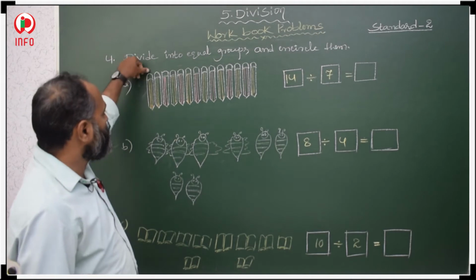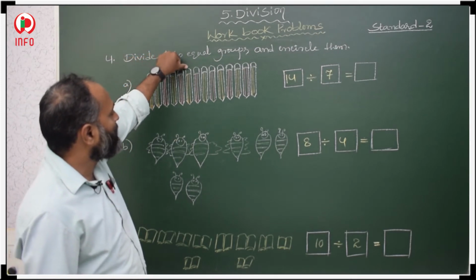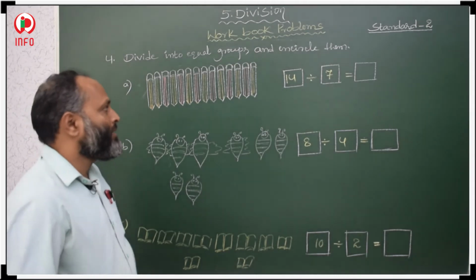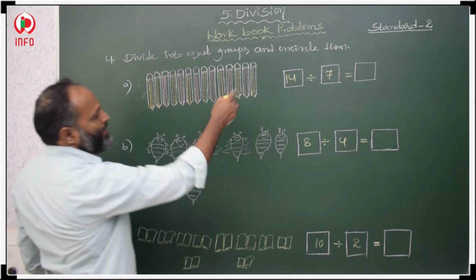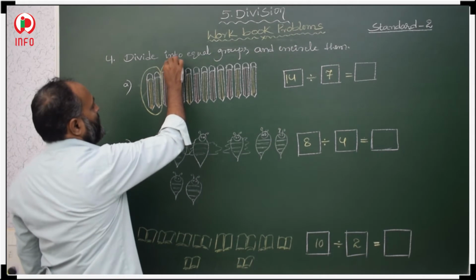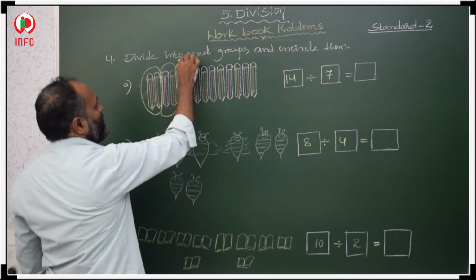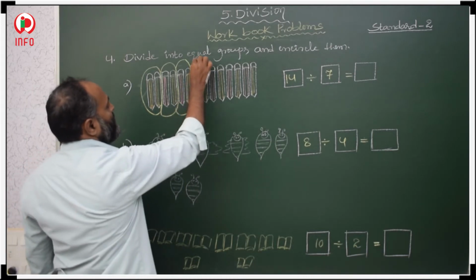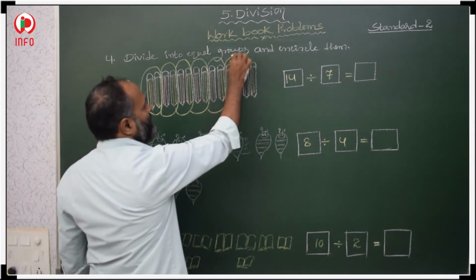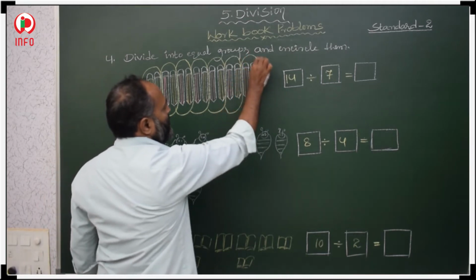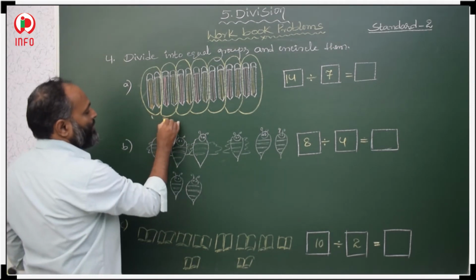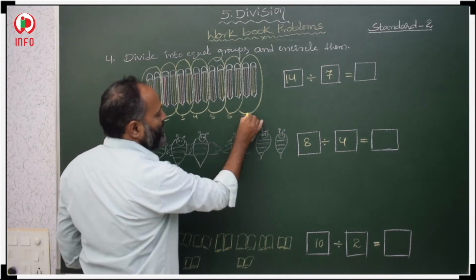See here, how many pencils were there? 1, 2, 3, 4, 5, 6, 7, 8, 9, 10, 11, 12, 13, 14. 14 pencils were there. So, we have to divide into how many? 7 groups. First, I want to take these 2 pencils in one group. Next, these 2 pencils in one group, and so on for each group. Then how many groups did we form? See here, 1, 2, 3, 4, 5, 6, 7 groups.